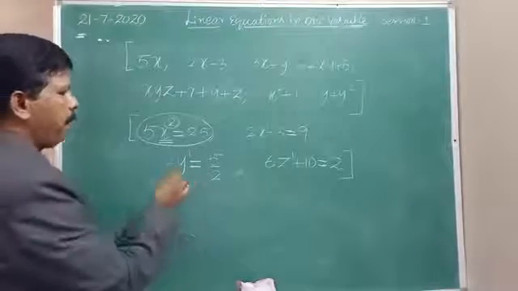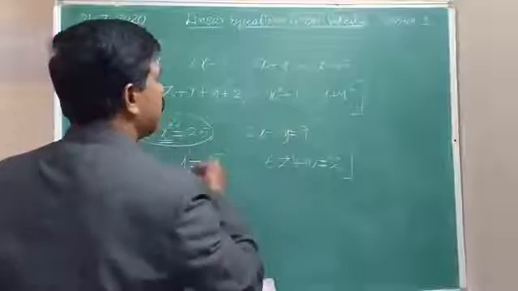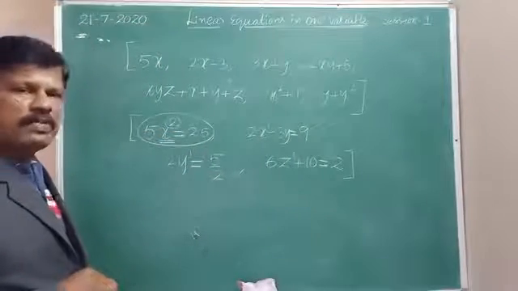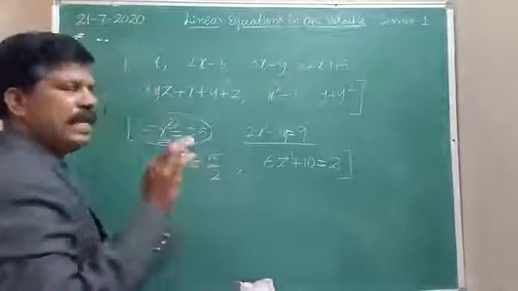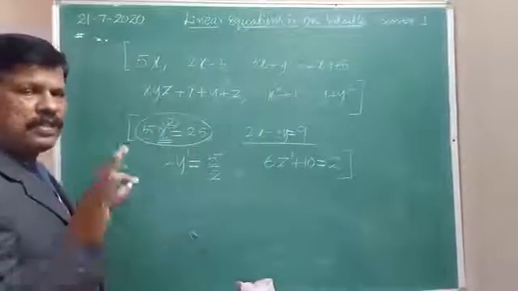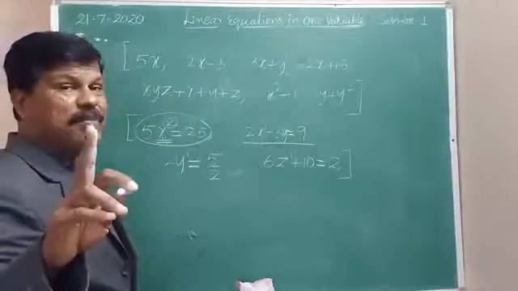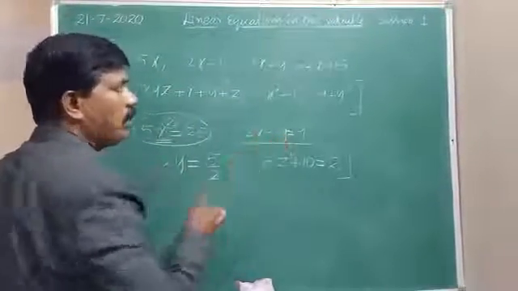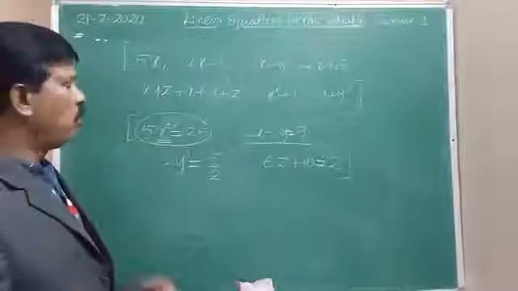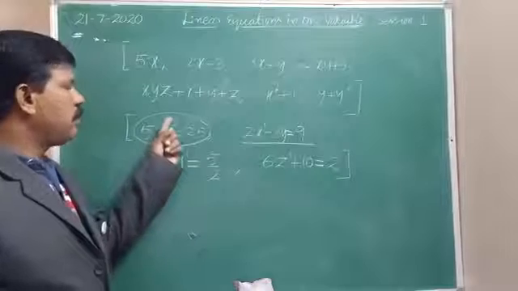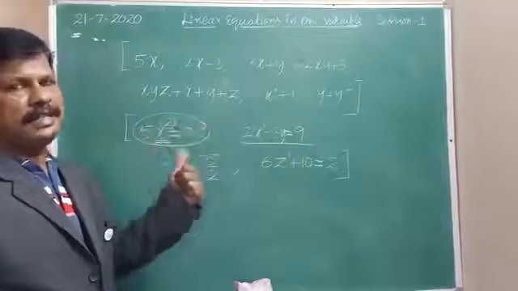Clear? Now, this I am writing as 2x minus 3y. Then this is a linear equation, but not in one variable, because these two are linear in two variables. So all these things: this has power 2, here are two variables. You are studying these in 9th standard.